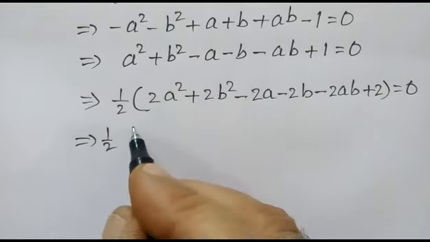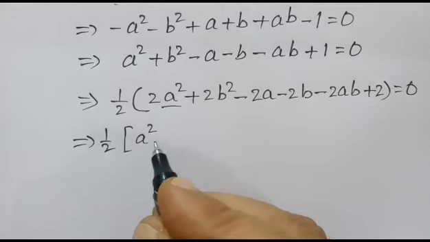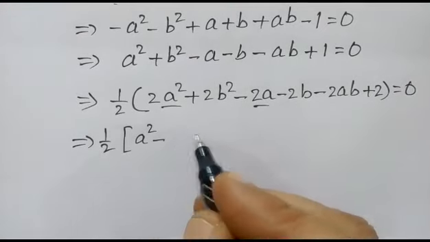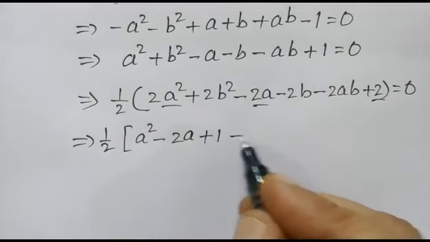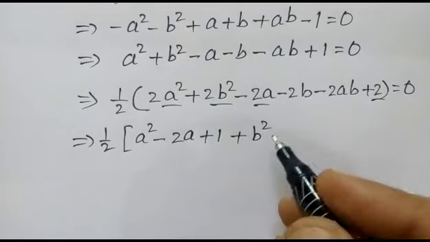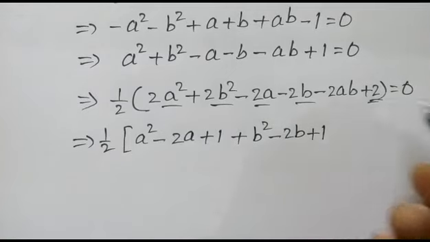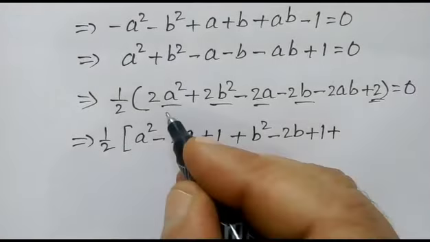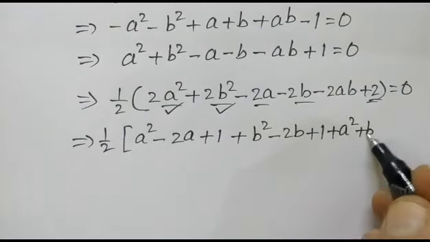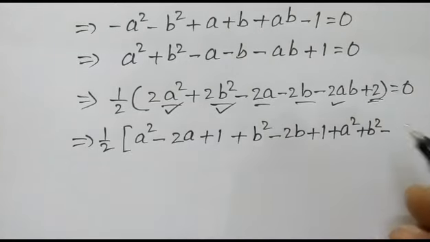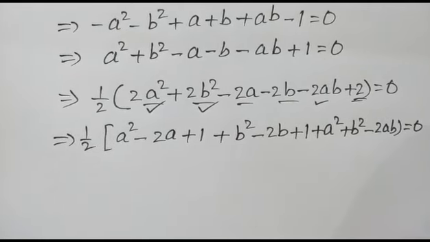Now half. If we rearrange this equation as a square minus 2a plus 1, right, plus b square minus 2b plus 1, right, and plus a square plus b square minus 2ab is equal to 0, right?